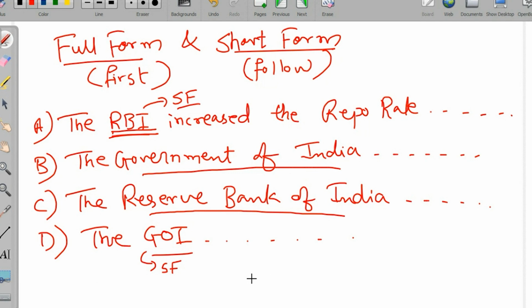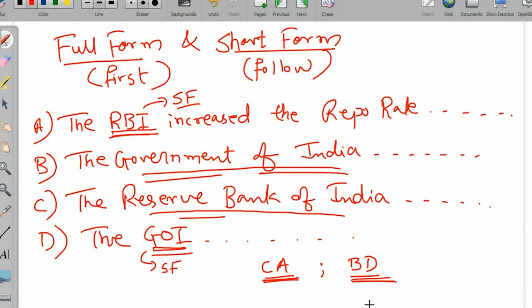A pair कैसे बनेगा? A और C का. A और C का pair बनेगा जिसमें C पहले आएगा because C has full form in it, और A उसको फॉलो करेगा। सो C A का एक पेयर बन जाएगा और दूसरा पेयर बन जाएगा B और D का, क्योंकि B में फुल फॉर्म है गवर्नमेंट ऑफ इंडिया और उसका शॉर्ट फॉर्म है यहाँ पर GOI, इसलिए B D का पेयर बनेगा। So one pair will be your C A and the other will be your B D. So this is another way of solving parajumbles or identifying the pairs in parajumble.